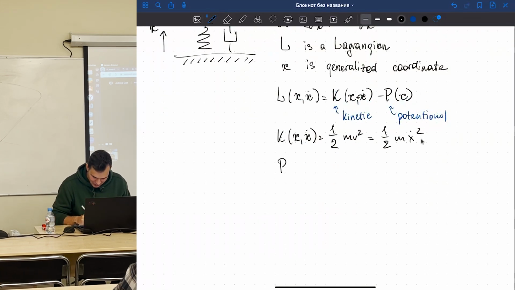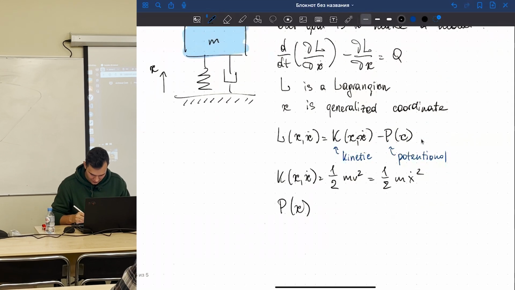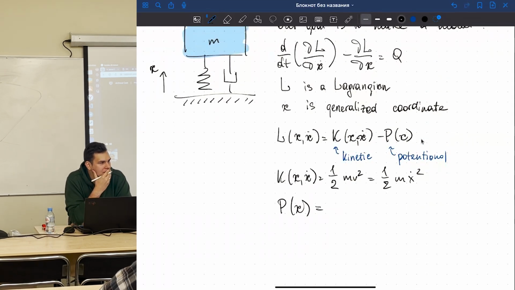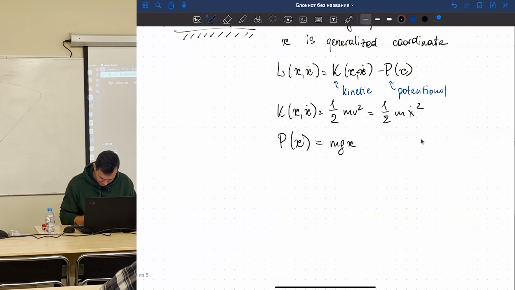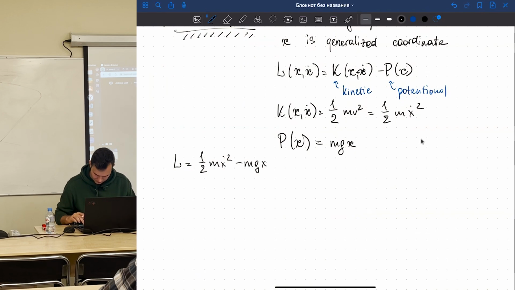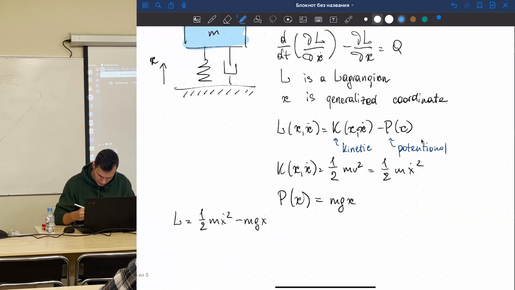Okay, so what will be the potential energy? Yes, m g x. Right. Great. So it's very simple stuff, and we can compose it, and we'll have something like this: 1/2 m x dot to the power of 2 minus m g x.